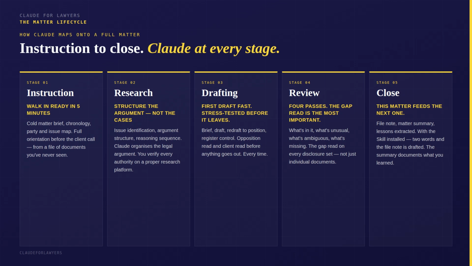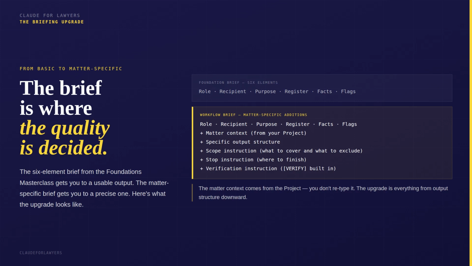That's the workflow. 5 stages, Claude at every one, compounding across a full matter rather than isolated to a single task. The Foundations Masterclass covered the 6-element brief: role, recipient, purpose, register, facts, and flags. That brief is the foundation. It produces usable output. But usable is not the same as precise.